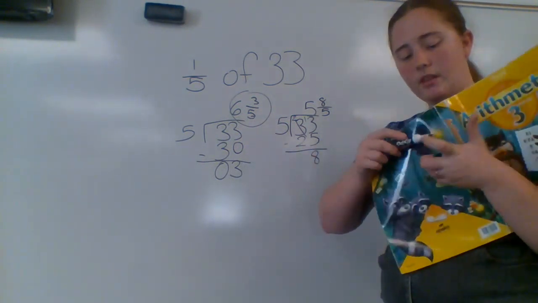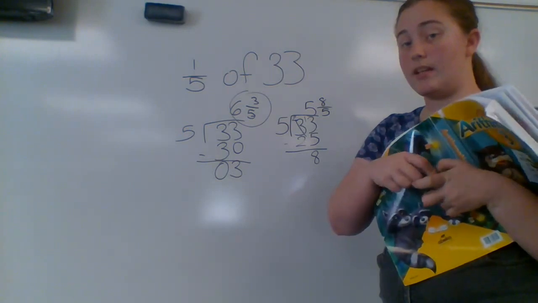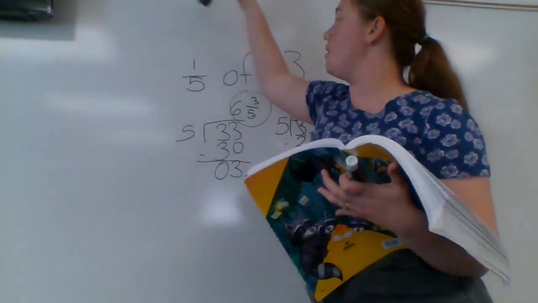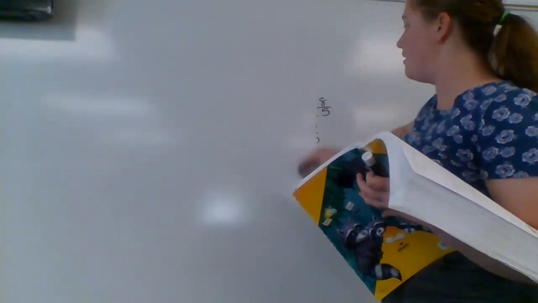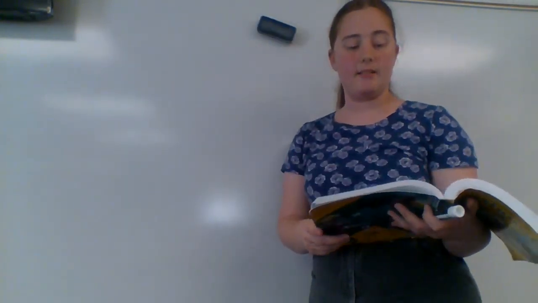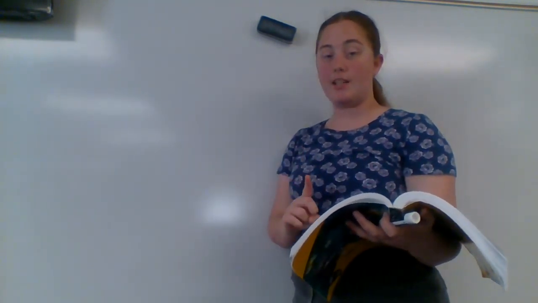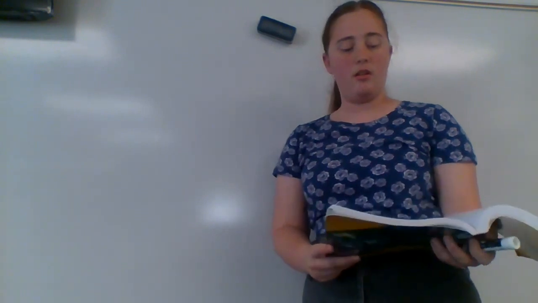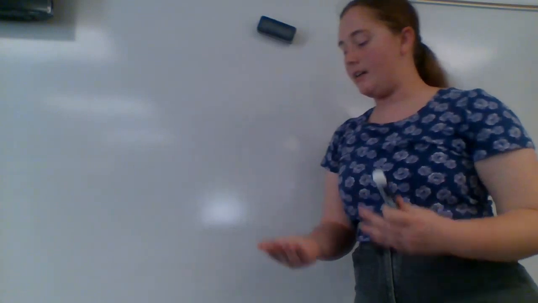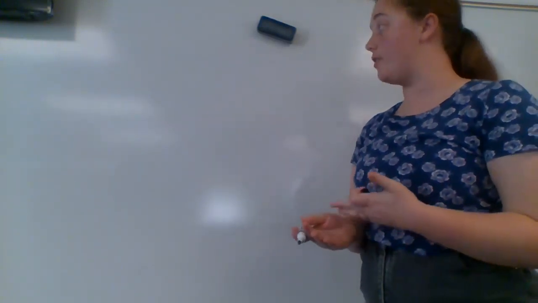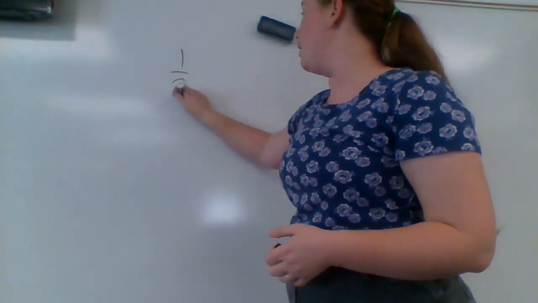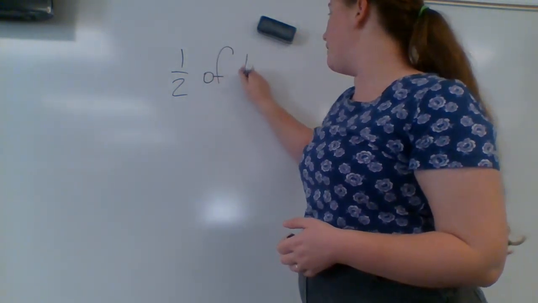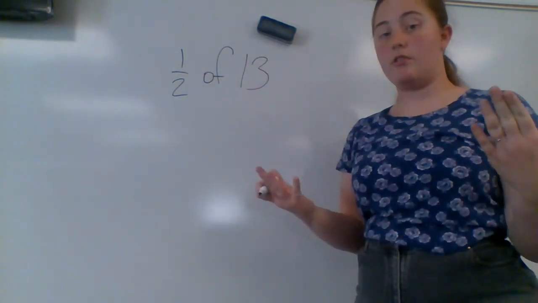Okay? And that's what we are doing here in our book right now. So let's take a look at our first section there. Number 1, it says divide to find the fractional part of each whole number. Remember to write each remainder as a fraction. So let me get this here. Letter A, 1/2 of 13. 1/2 of 13. We're just dividing.